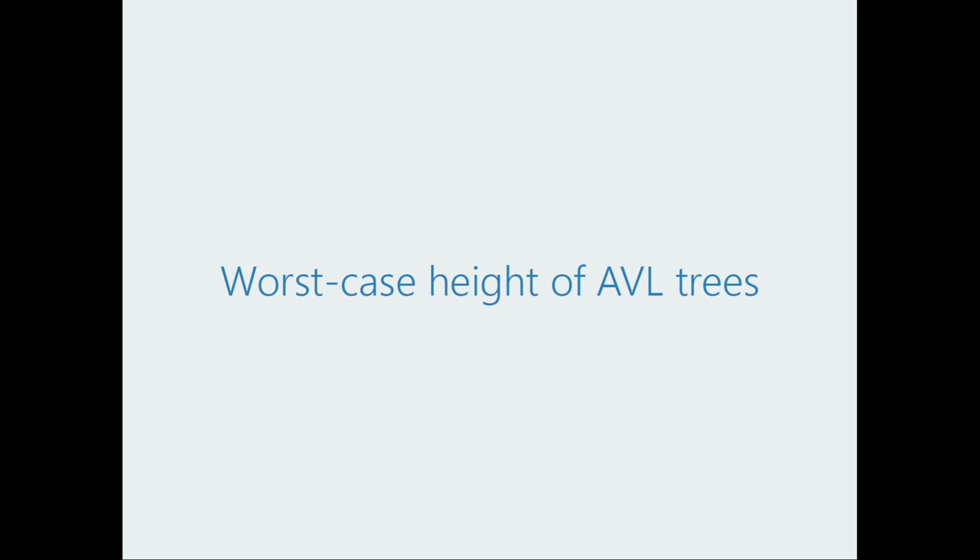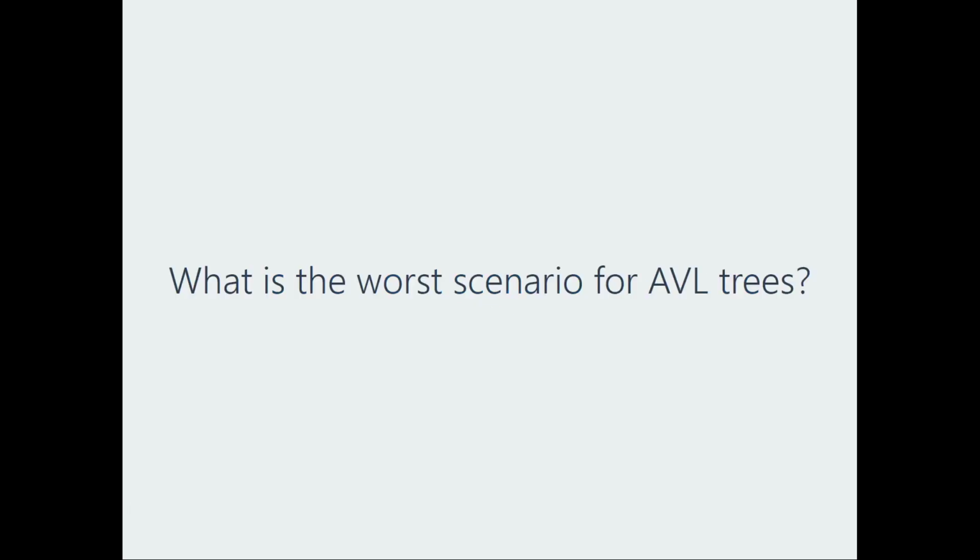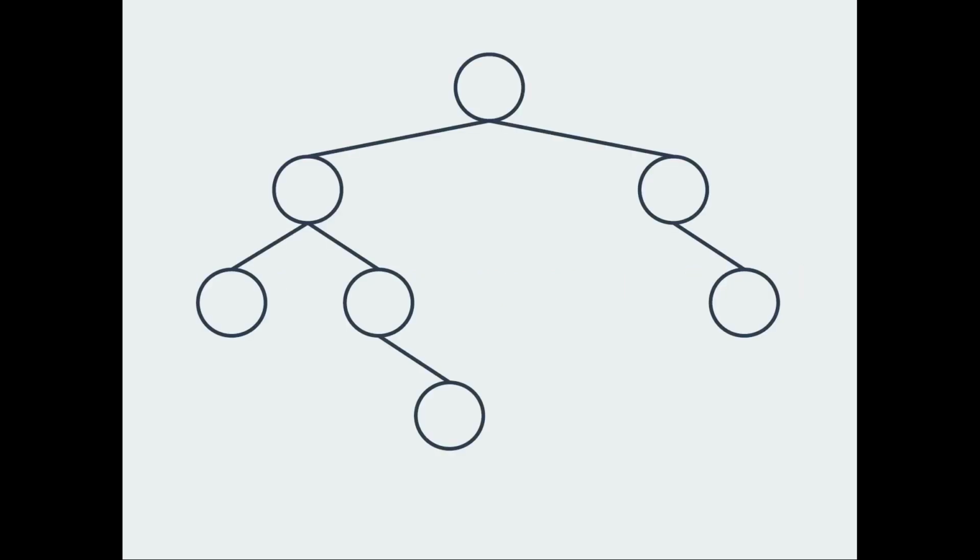Let's compute for the worst case height of AVL trees. Let's first ask the question, what is the worst scenario for AVL trees? This one is an example of a quote-unquote worst scenario. Now, why do you think this is an example of a worst case for AVL trees? Can you think of why? This tree is an example of an AVL tree of a certain height, let's call it h, with the minimum number of nodes.